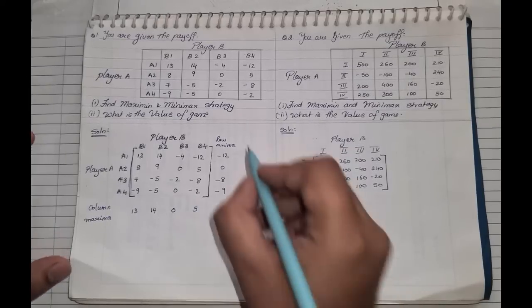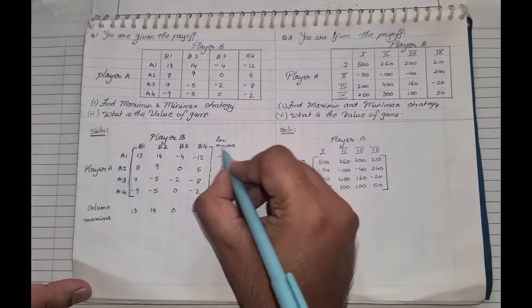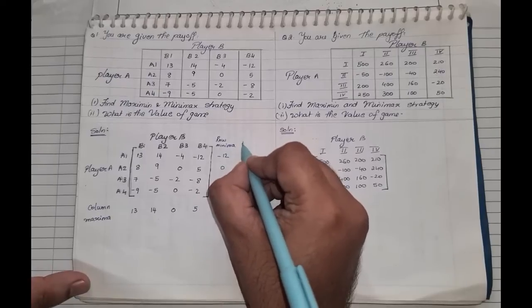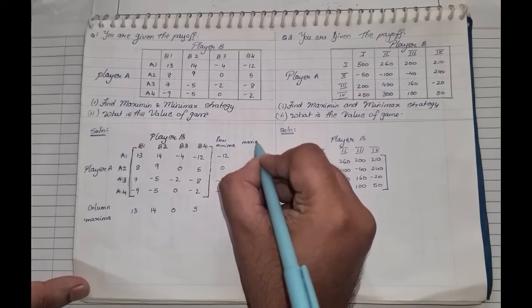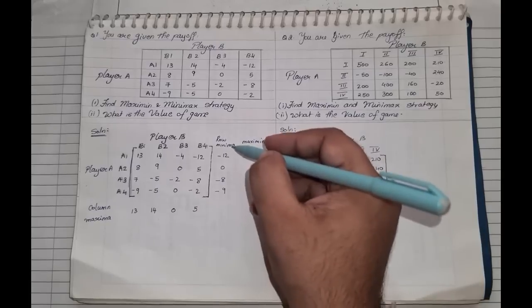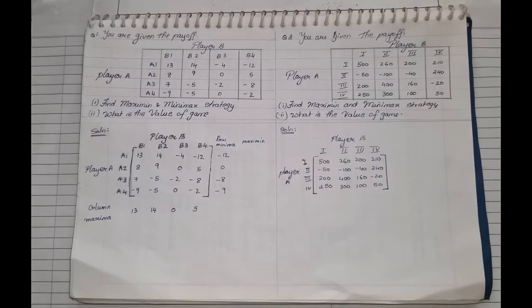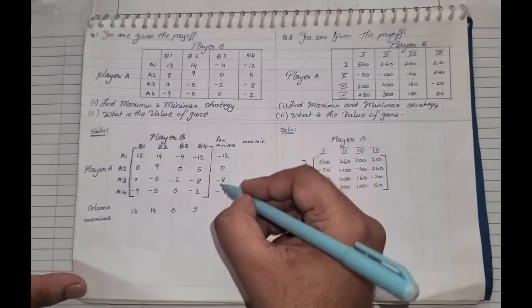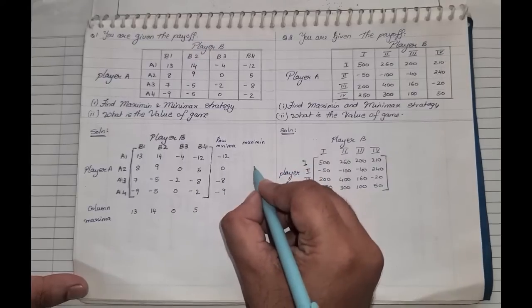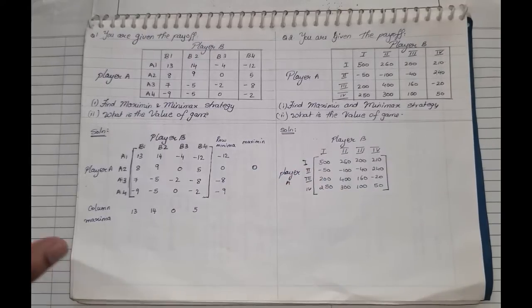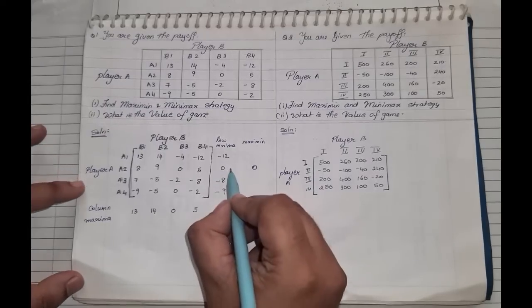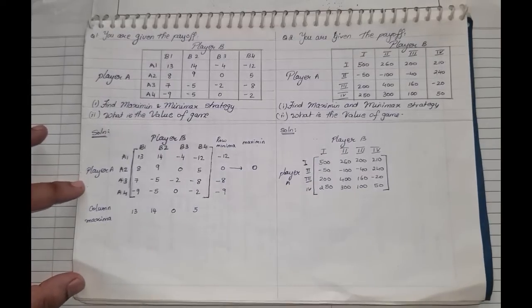Okay, next step, since it's a minima, we need to find maximin. Maximin means from your row minima, the maximum value. Which is the maximum value? Minus 12, 0, negative 8, negative 9. The highest value is 0. Okay, so I'll have to show that this is the maximum value.